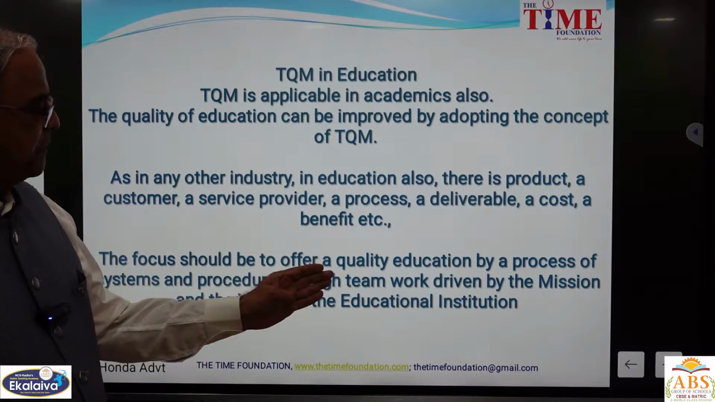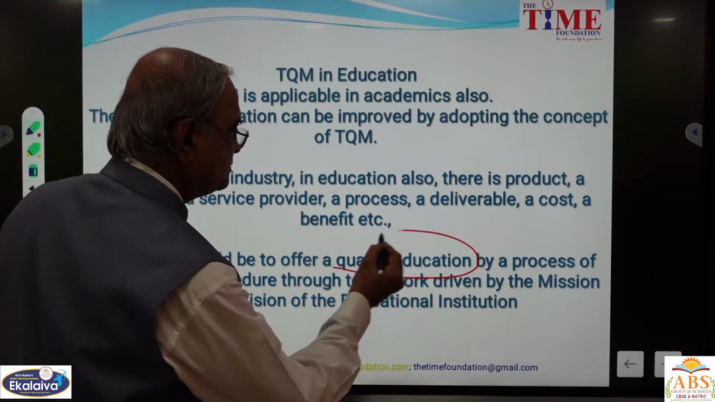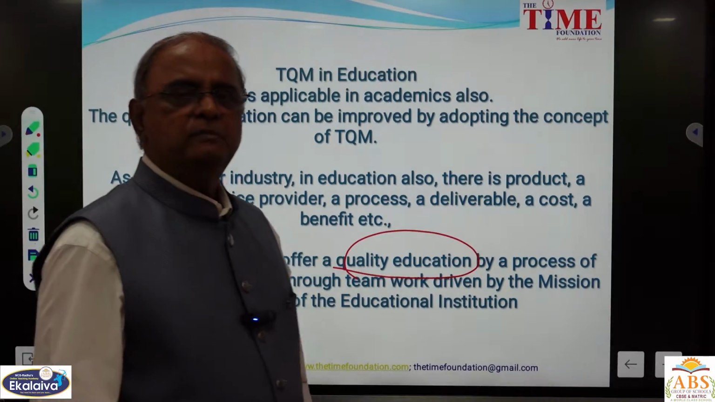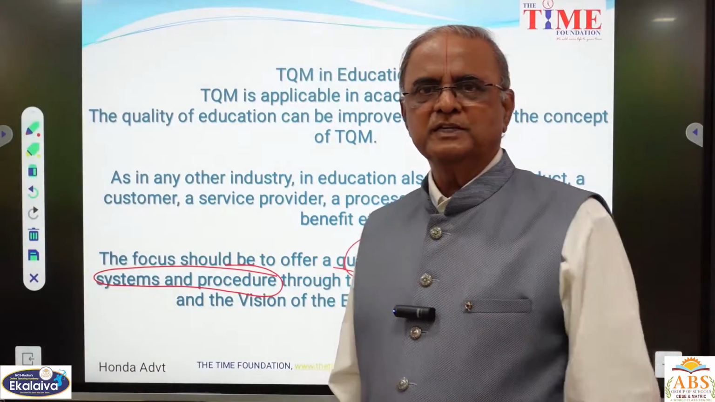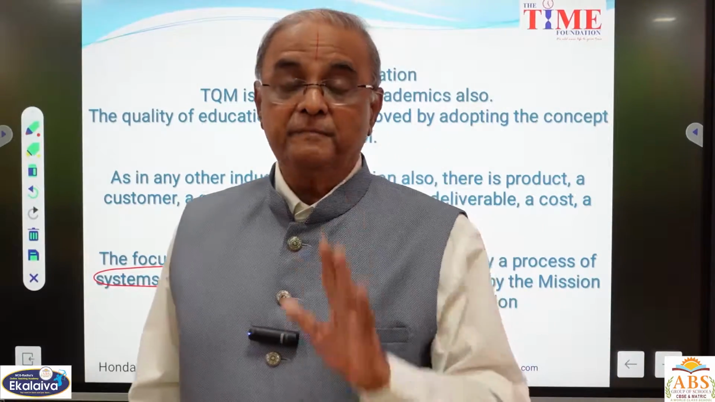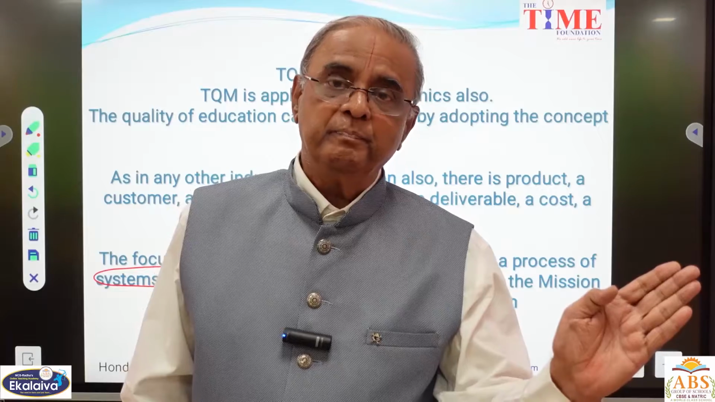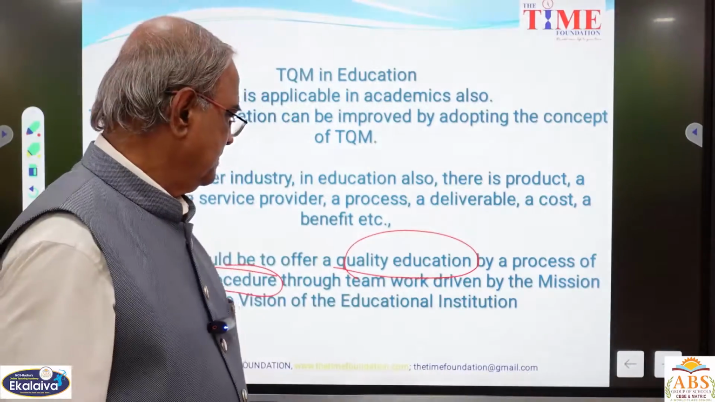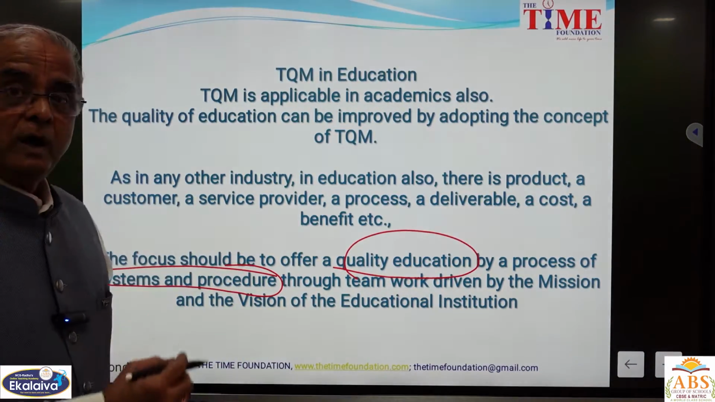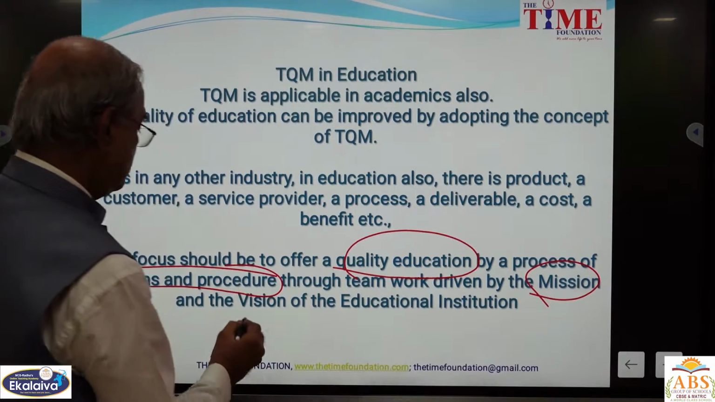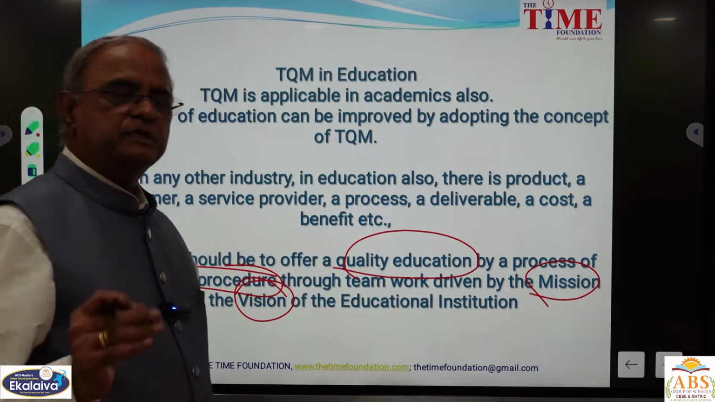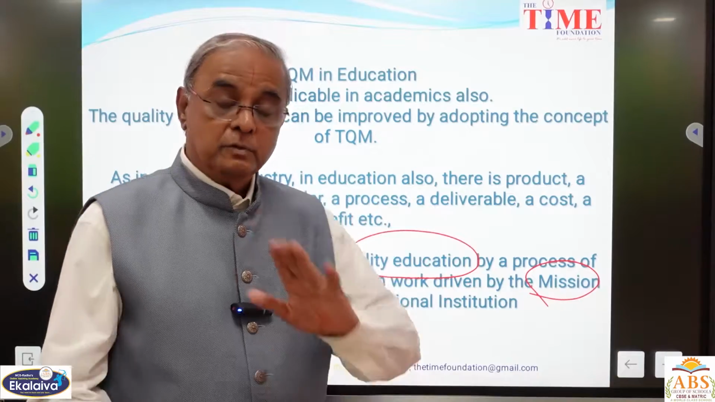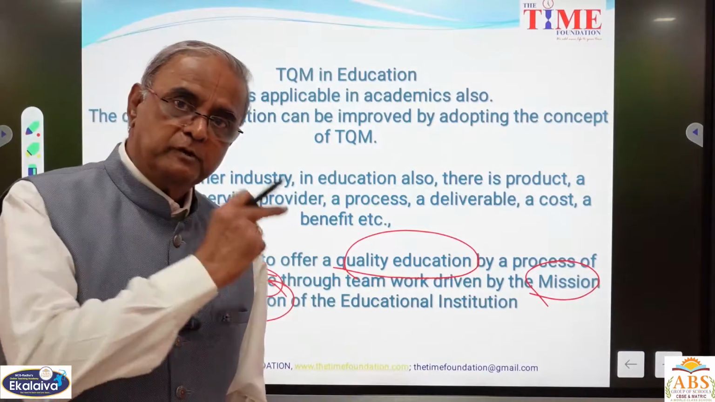So the focus should be to offer a quality education, a process of systems and procedure. It is not individual based, it is not person based, it is process based, systems and procedure. In fact, TQM will eliminate dependency on people. It will introduce dependency on system. Okay, right. For what? To fulfill the mission and the vision. Every school should have the vision of the founder. What is the mission of the school? And everything that takes place in the institution should be to fulfill that.